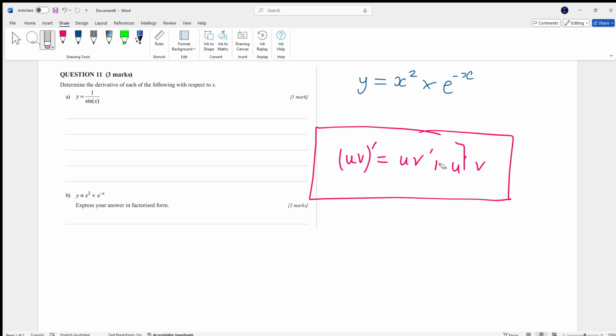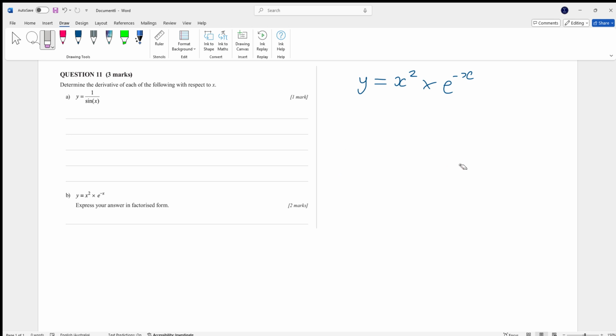In my opinion, you should memorize that rule, and you don't have to write it in this case here. As long as we know we diff that one, leave that one, and then we diff that one and leave the other one. So here, I'm going to write it as dy dx. I'm going to differentiate x squared first. So that will turn into 2x. And then I still multiply by the original. So e to the negative x.